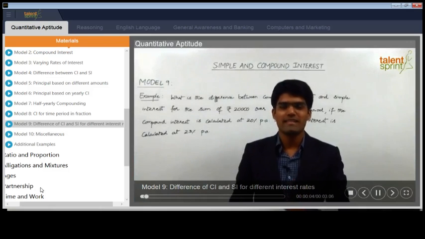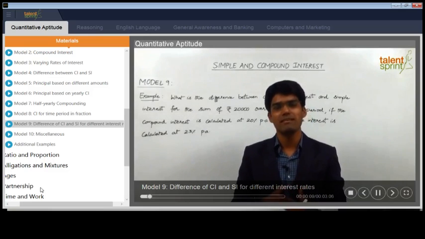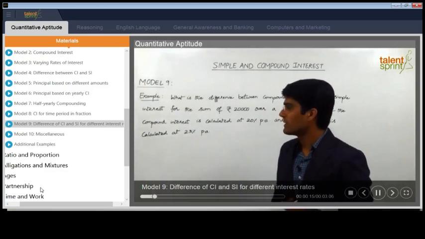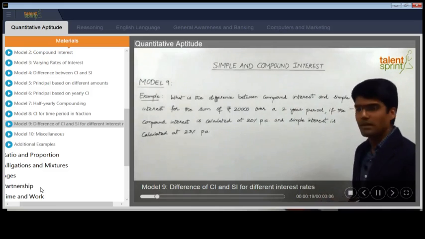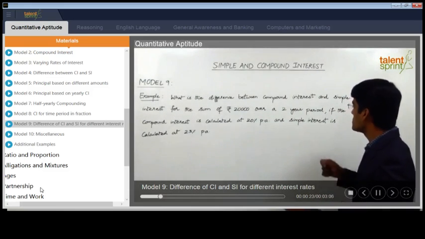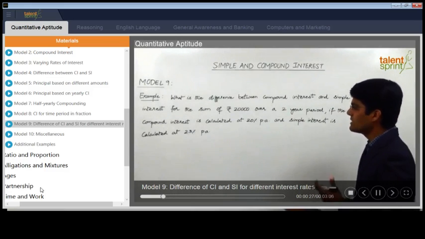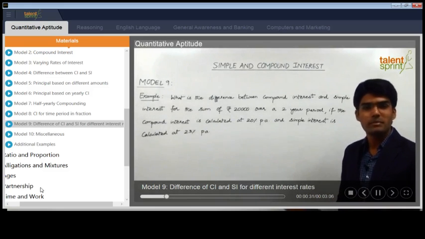In this model, let us take a typical question where we have to find out the difference between simple interest and compound interest, but the rates of interest for each one of them are different. Let's look at the question. What is the difference between compound interest and simple interest for the sum of rupees 20,000 over a 2-year period if the compound interest is calculated at 20% per annum and the simple interest is calculated at 23% per annum?